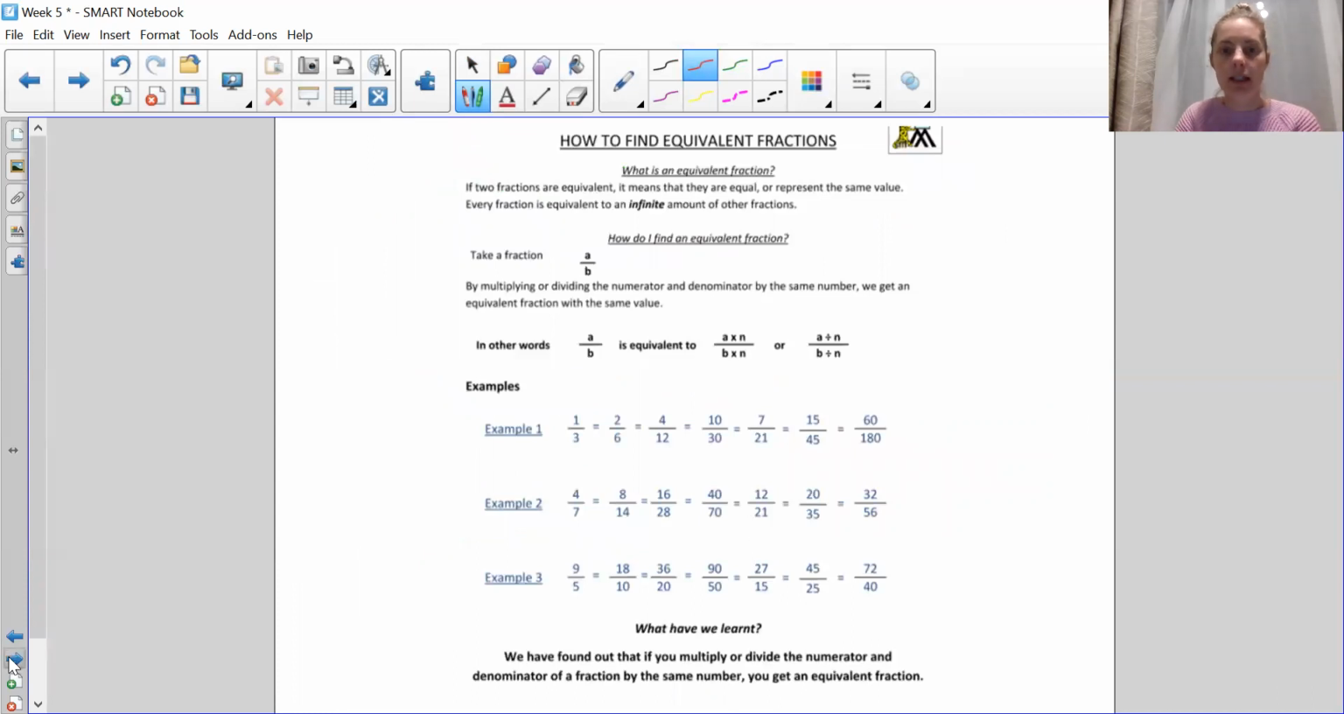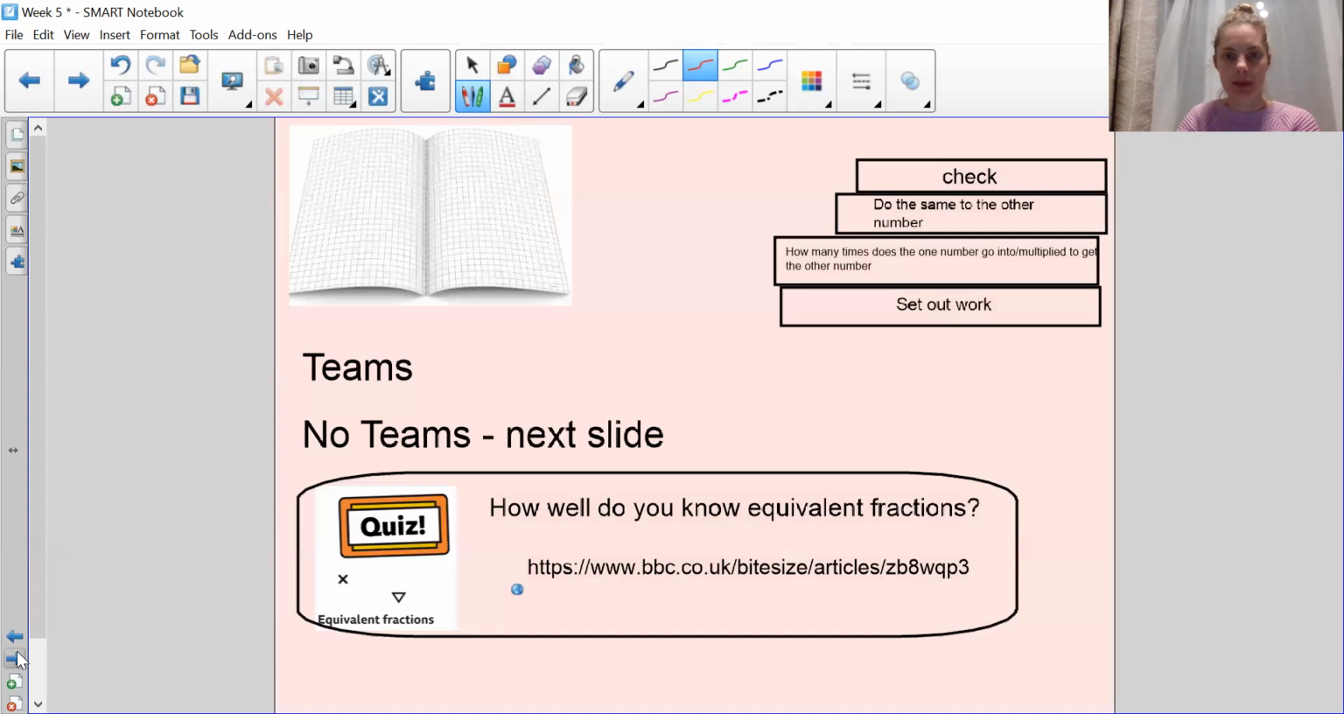Right, this is just an example as well. If you would like to pause the video and have a little read through, it's exactly what we've been looking at. It's just showing you how to find an equivalent fraction. So if you'd like to use this resource to help you, it's just there as an extra, explaining what an equivalent fraction is. It's a lot that we've already gone through in the lesson, so there's nothing scary or new.